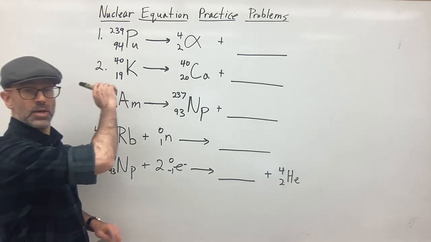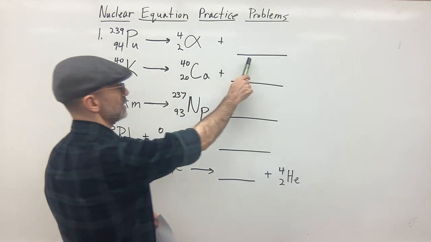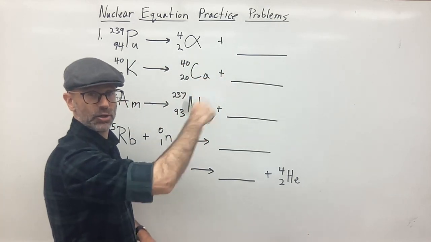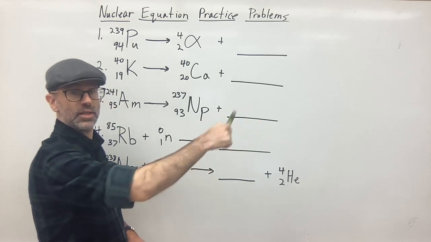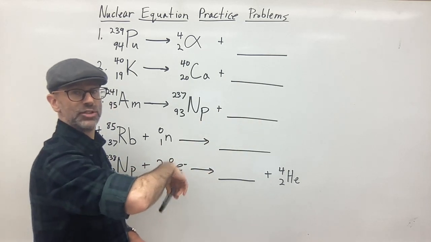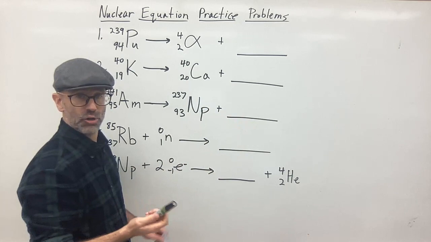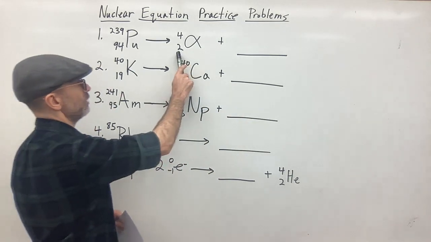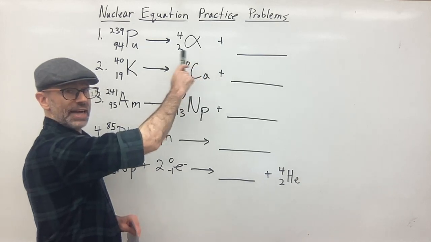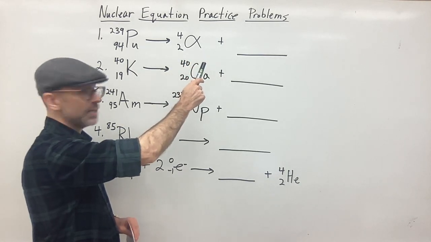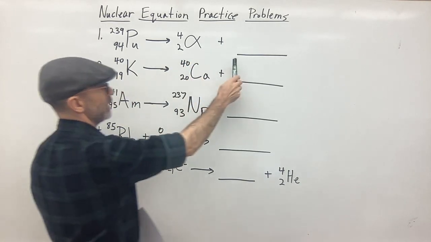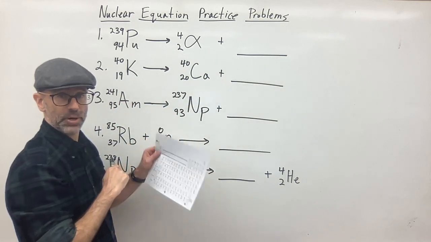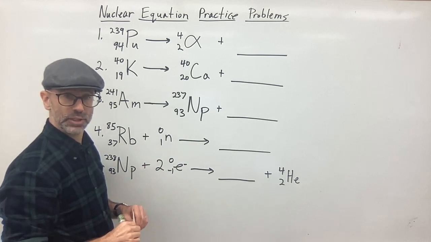So when you're trying to figure out the missing piece, the missing piece could be a particle that's emitted from the nucleus, or it could be a daughter isotope. So you've got to figure out which one it is. Okay, so here we're given the alpha particle. So this is an alpha decay process. And so here probably is going to be our daughter isotope. So we're going to need to use our periodic table to figure out what the symbol is.